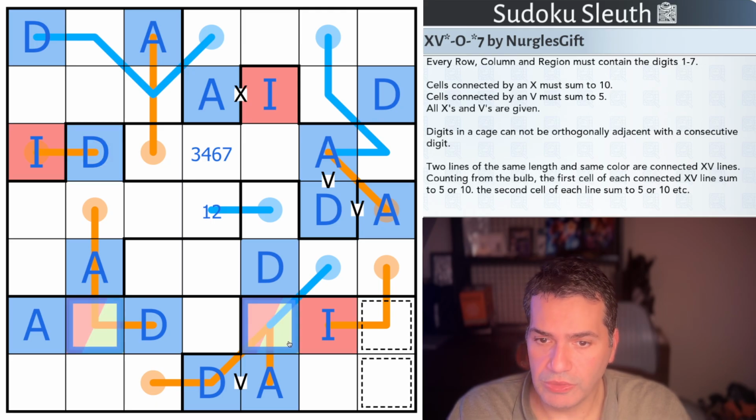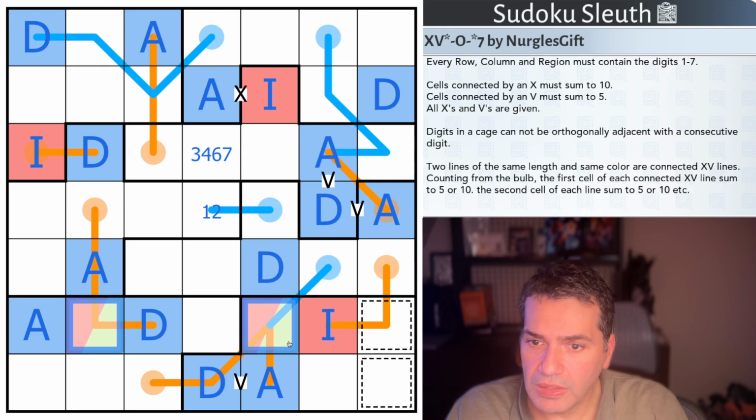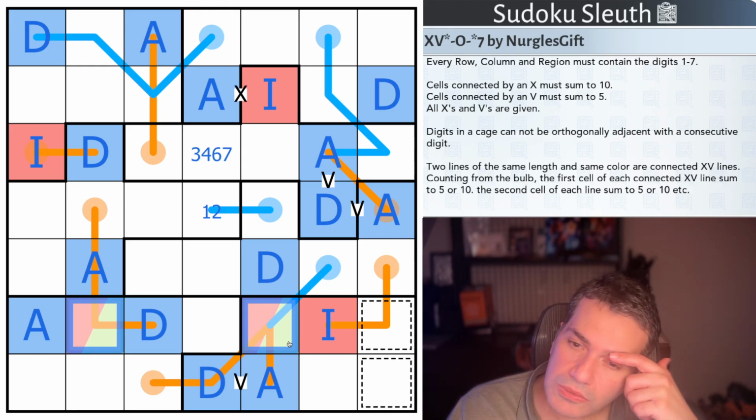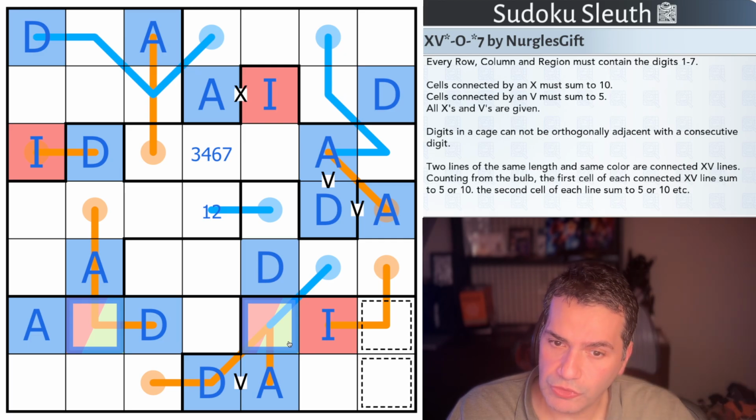Now this cell, whatever it is, clearly... No, not clearly, because it doesn't have to be adding up to 10. It could be adding up to 5. So this could both be green. So ignore that.